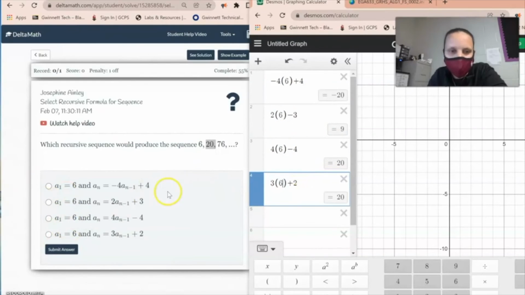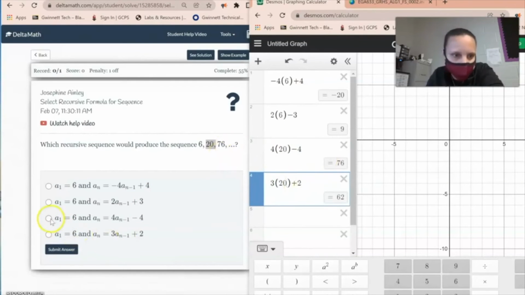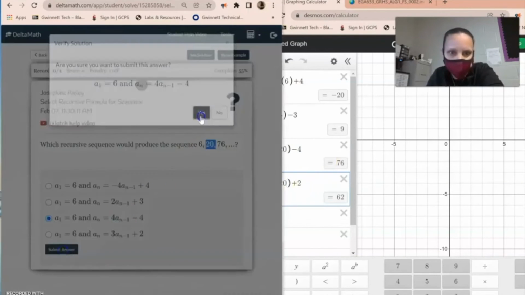Now it's saying when I put 20 in there, will I get 76? That's what that is. So I only need to do it on the last two. So when I put 20, which one gives me 76? C. So this is your answer. Just that easy.